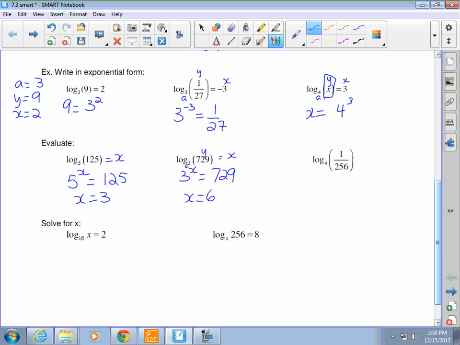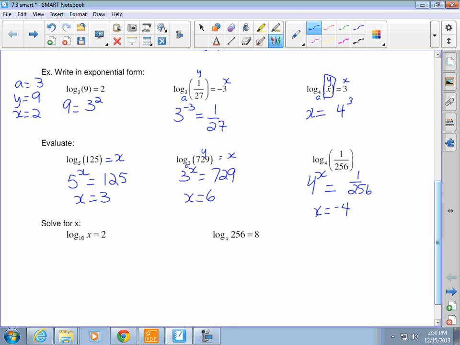Log base 4 of 1 over 256. So they're saying 4^x, 4 to the power of what is equal to 1 over 256. So that would be a negative 4. 4 to the power of 4 is 256. To do the flip, you need a negative exponent.